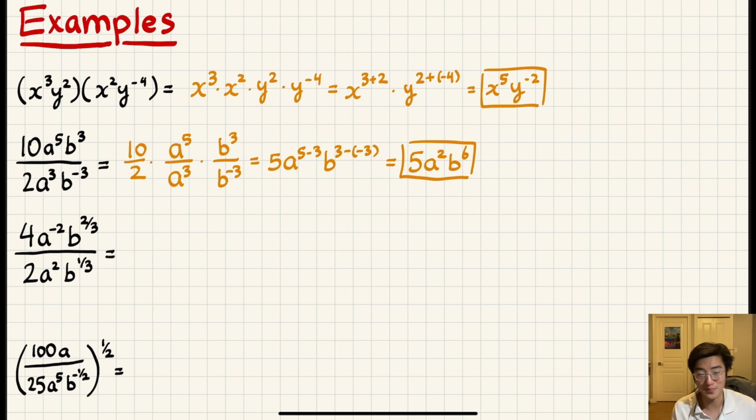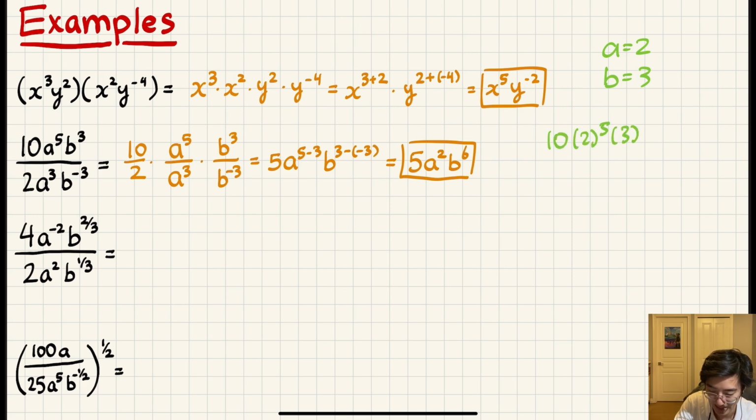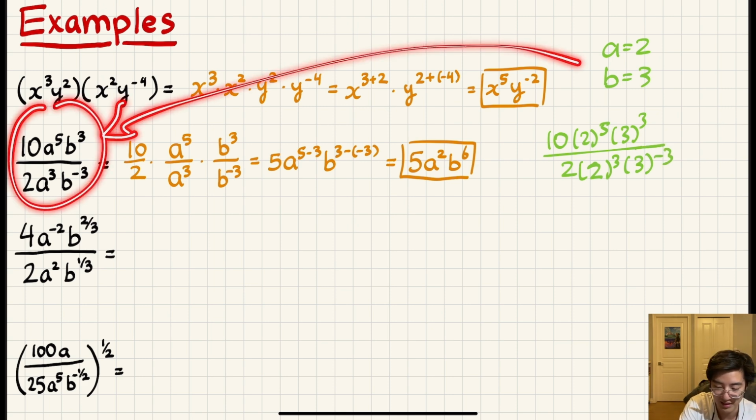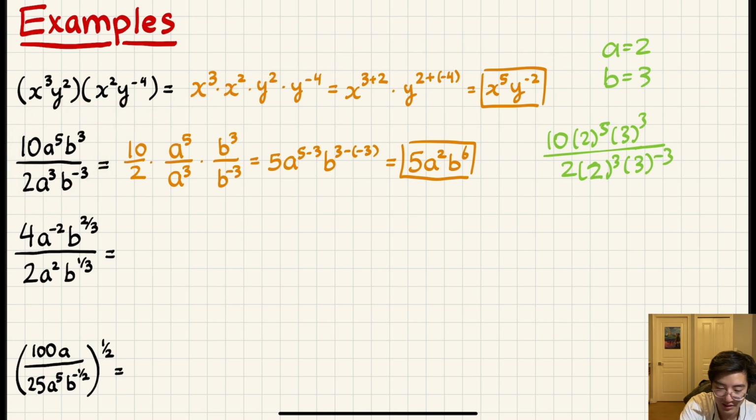Right? But this is useful because let's say a is 2, b is 3. Right? So instead of doing 10 times, let's say 2 to the power 5 times 3 to the power 3 over 2 times 2 to the power 3 times 3 to the power negative 3. Right? So instead of using the original fraction like that, we can then instead do, oh, this is just 5 times 2 squared times 3 to the power of 6. Right? This is just a lot easier to calculate.